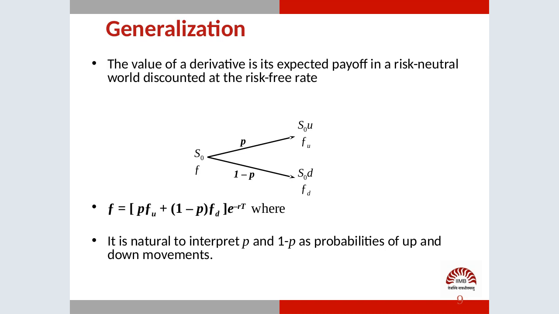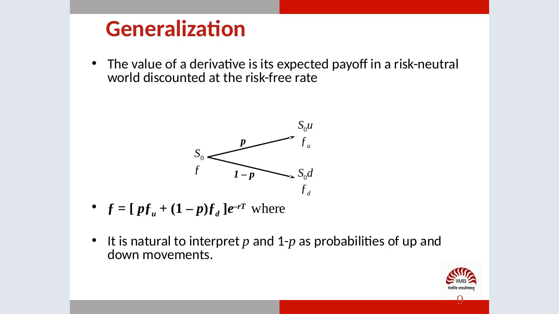The expected value will be P times S naught U plus 1 minus P times S naught D. This is what will be the expected value on maturity. That's on one side. The other side of the story is the current price is S naught. The interest rate is R. The time to maturity is T. Therefore, what shall be the future value of the asset?